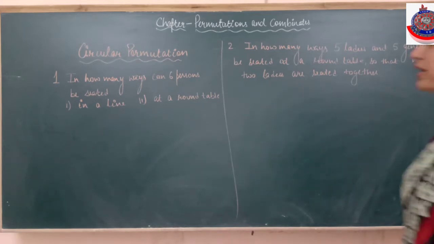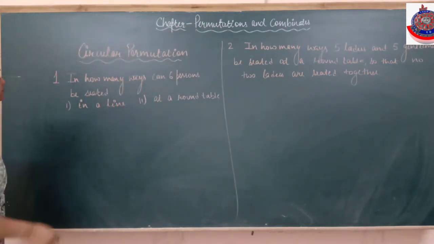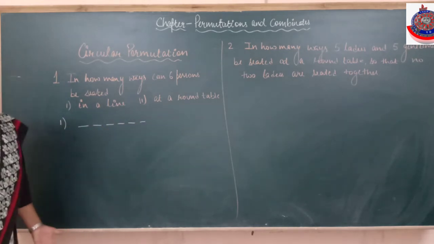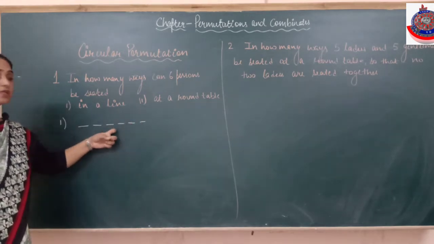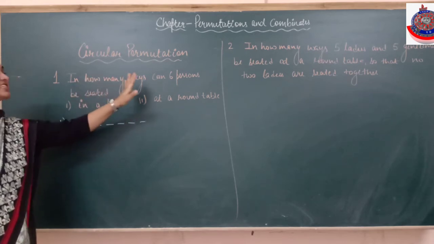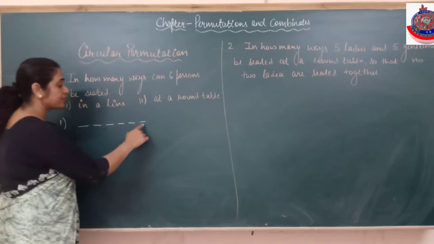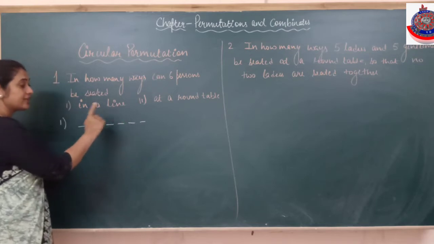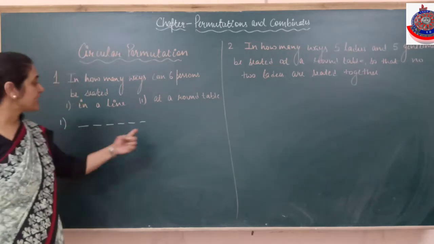The first is, in how many ways can 6 persons be seated in a line and in a round table? In a line, 1, 2, 3, 4, 5, 6. No restriction. In how many ways can 6 persons be seated in a line? So the first seat can be occupied by 6 people. Once 1 seat is filled, then 5, and so on. Is it clear? That means the first person enters, he has all 6 choices.